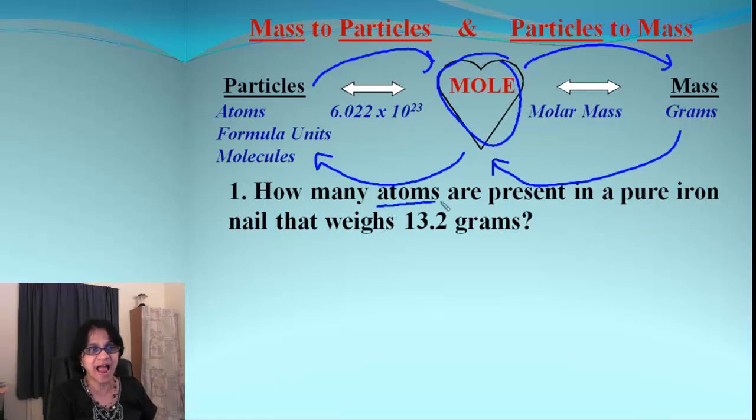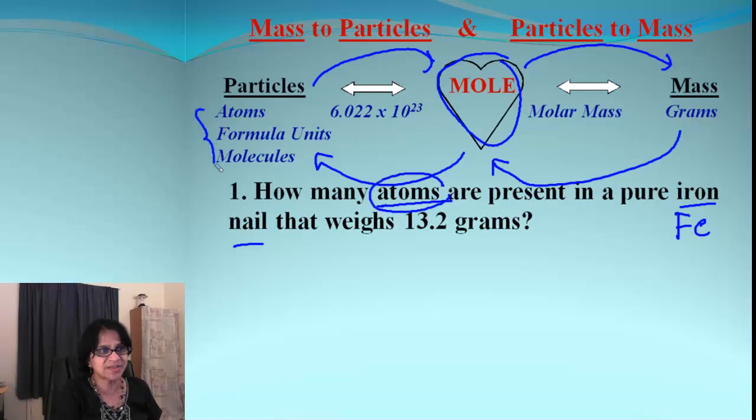This is: how many atoms are present in a pure iron nail? Iron is Fe, that's the symbol for iron. And when we talk about atoms, keep in mind atoms, formula units and molecules, all of these are particles. Atoms are for elements and these two are for compounds. That's the only difference. But whenever we see these words, always keep in mind those are nothing but simply the particles. And in this problem, the mass is given as 13.2 grams.